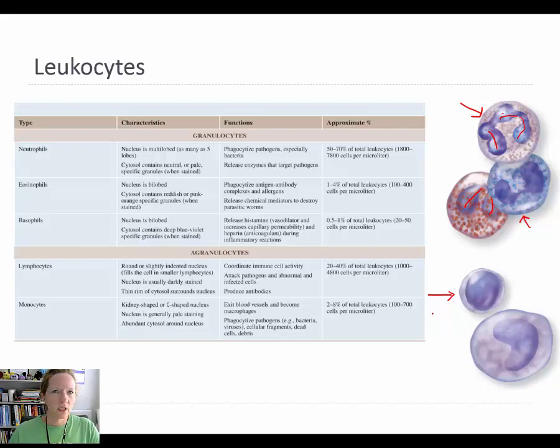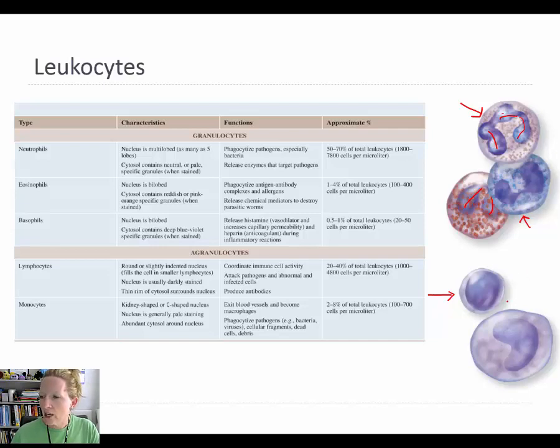They are going to be really important in more specific immune cell responses. One of these specific types of lymphocytes is going to produce antibodies. They go in and attack pathogens, infected cells, abnormal cells. So they have a lot of different roles.